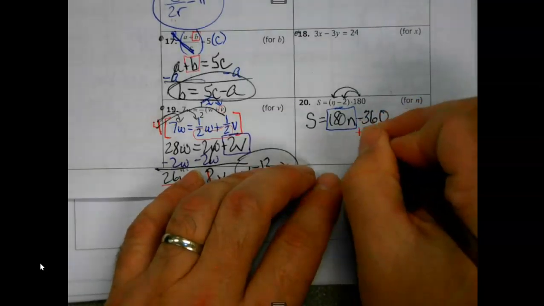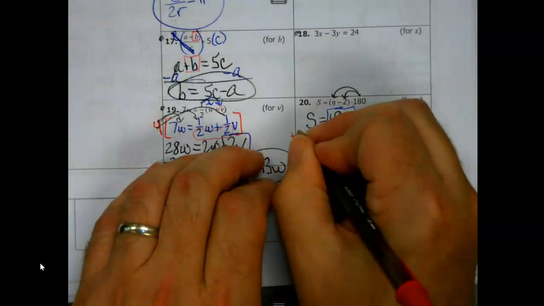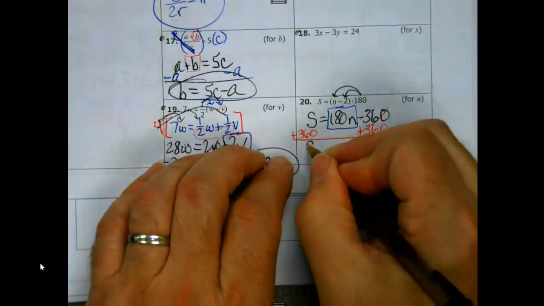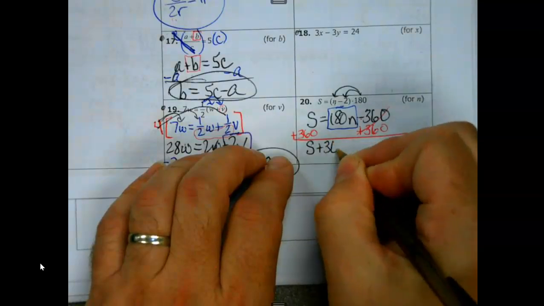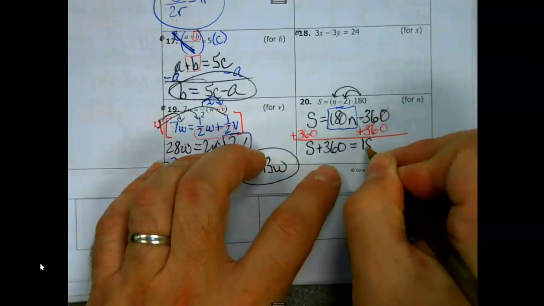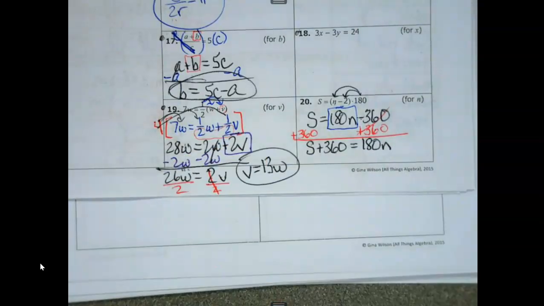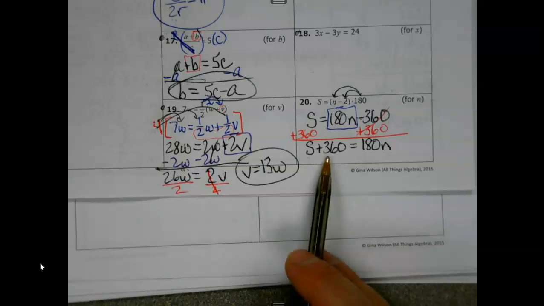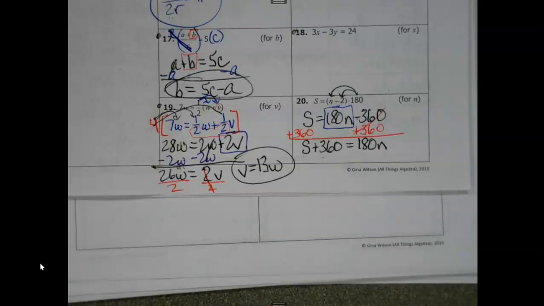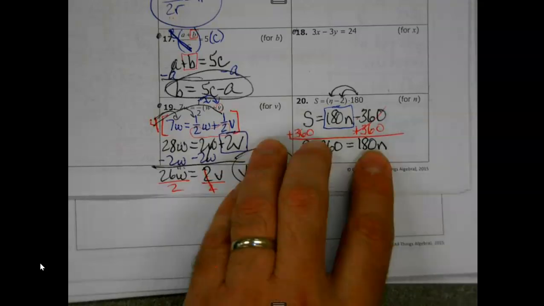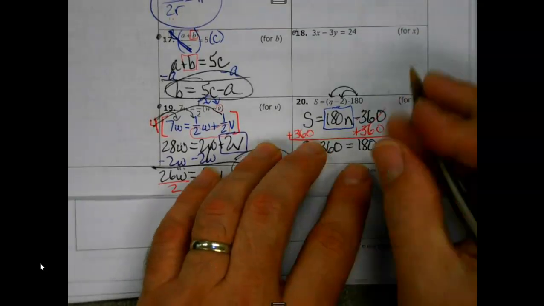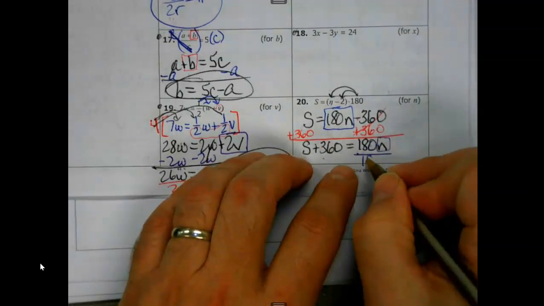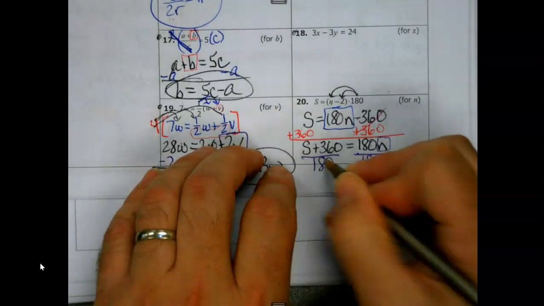Opposite of minusing 360. Okay, now here, notice, I didn't say it was 360s. I'm not multiplying them. I'm just adding them together. And then again, we want to get n by itself. What am I doing to it? That's always the question. I'm multiplying it. So we're going to divide here at the end.